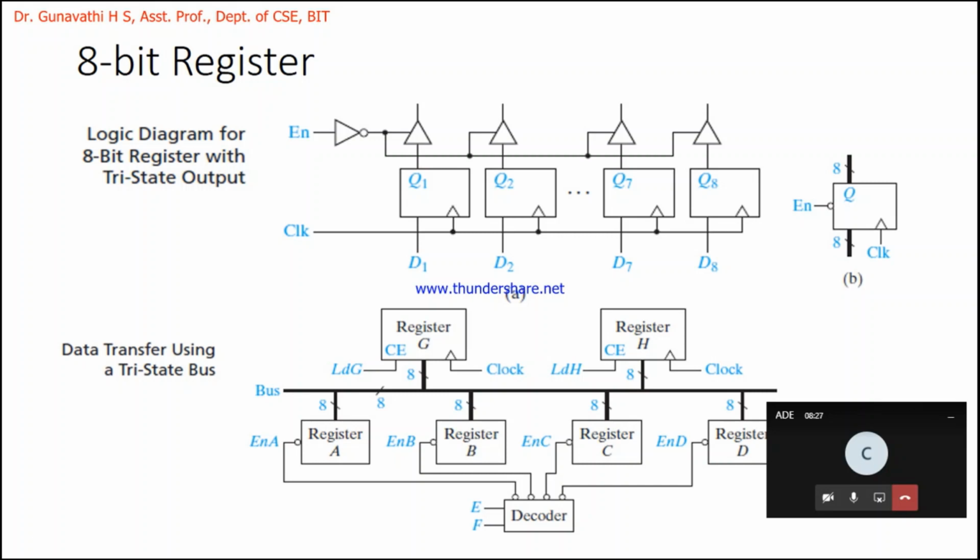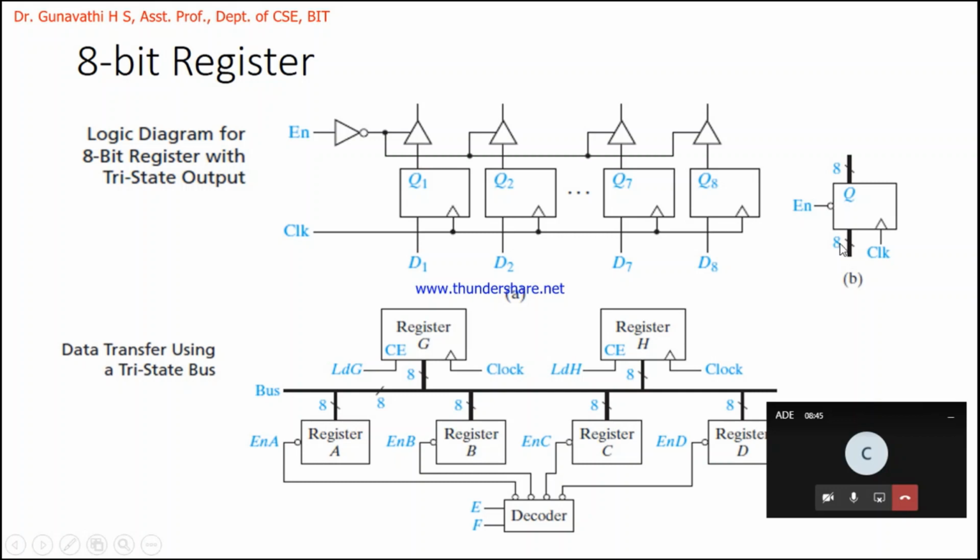Fine. So instead of connecting the enable bit to the flip-flops here, it has been given to the tri-state buffers, shown externally there. That's it. So this can be written like this: a flip-flop with an active low enable.